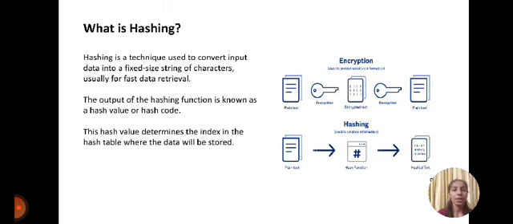What is hashing? We will learn what hashing is, what its advantages and disadvantages are, and what its applications are. Hashing is a technique used to convert input data into a fixed-size string of characters, usually for fast data retrieval. The output of a hashing function is known as a hash value or hash code. This hash value determines the index in the hash table where the data will be stored.